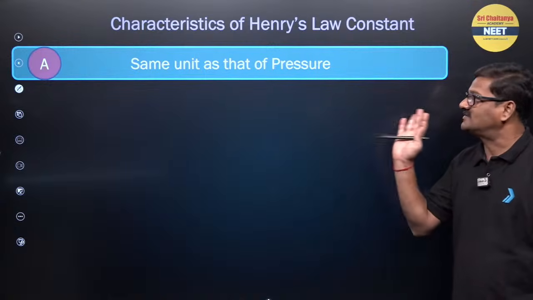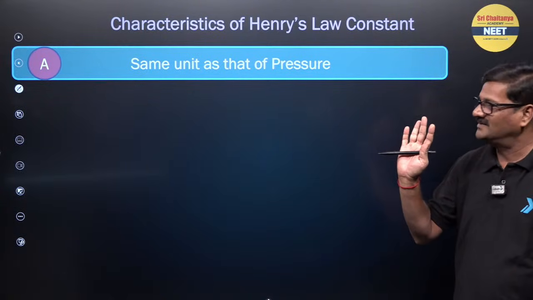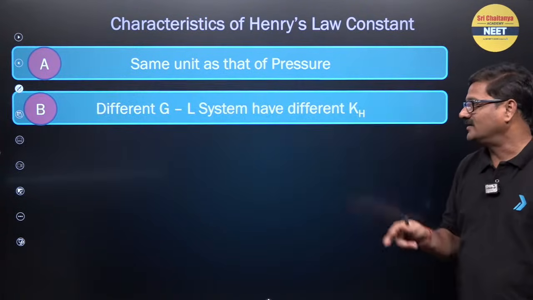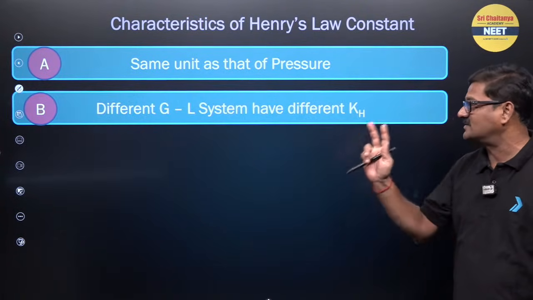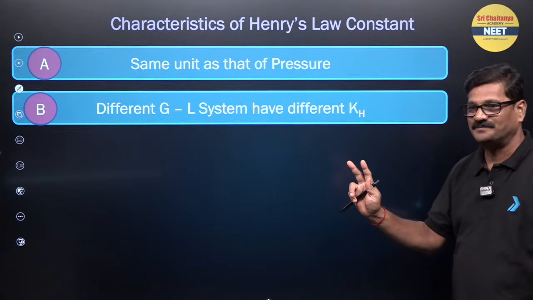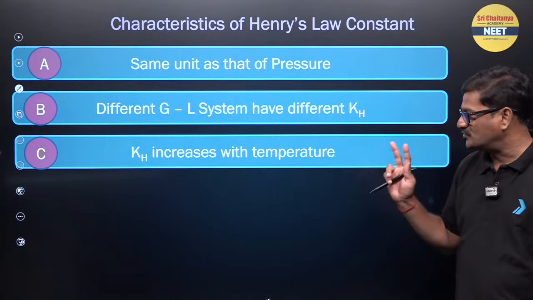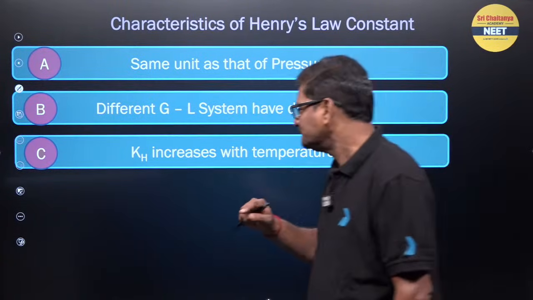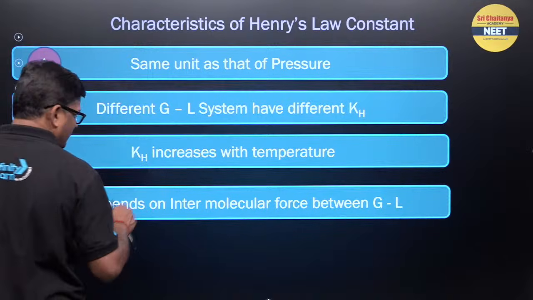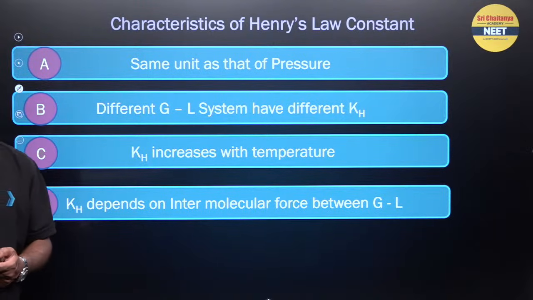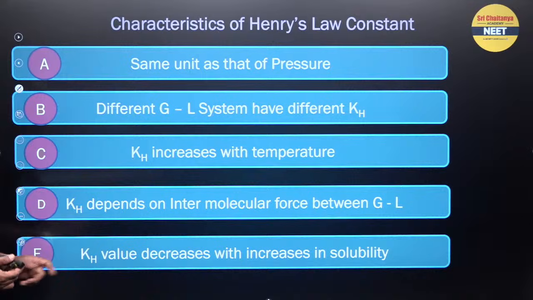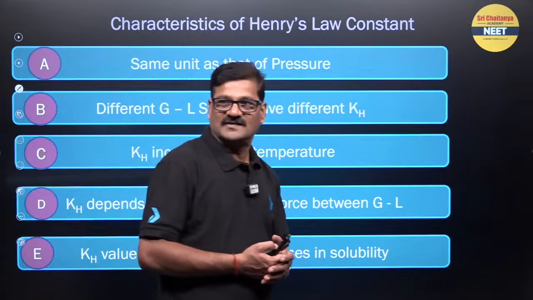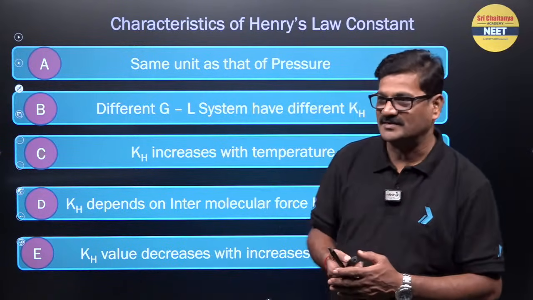And it has the same unit as that of pressure, right? It has the same unit as that of pressure. And different for different gas liquid systems. And KH increases with temperature. Different gases will have different KH values. KH depends on intermolecular forces of the gas liquid system. And KH value decreases with increase in the solubility. So, these are the characteristics of Henry's law constant.